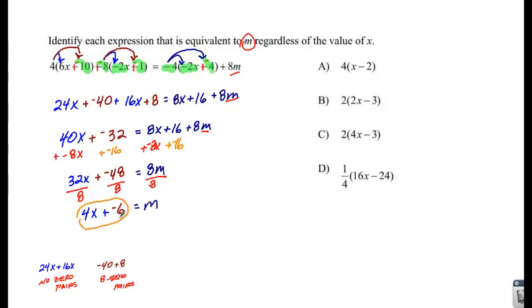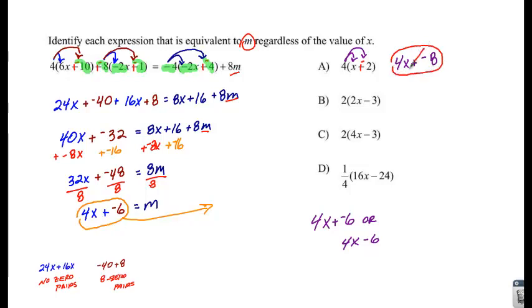And this is what we're looking for over here. So let's bring that over here. We're looking for things that are equivalent to 4x plus negative 6 or 4x minus 6. Those both mean the same thing. So now we're going to go through and solve these. Let's make this adding an opposite, adding a negative. 4x, good so far. 4 times negative 2 is plus negative 8. Nope, we need plus negative 6. Doesn't work.